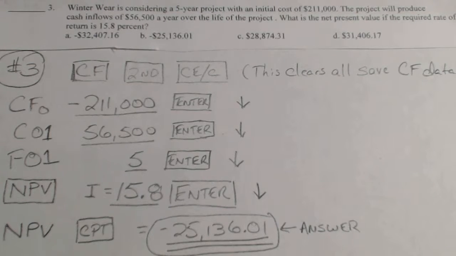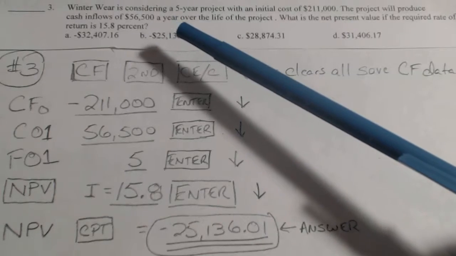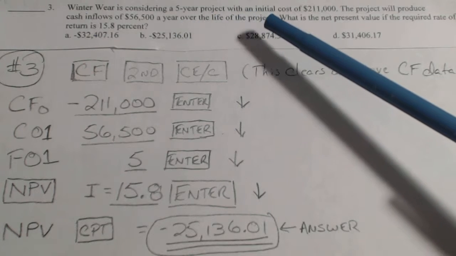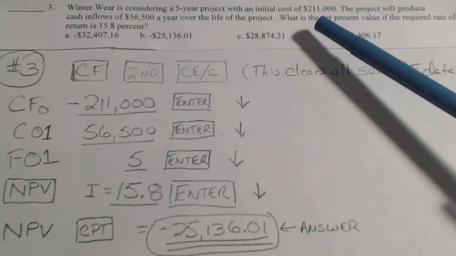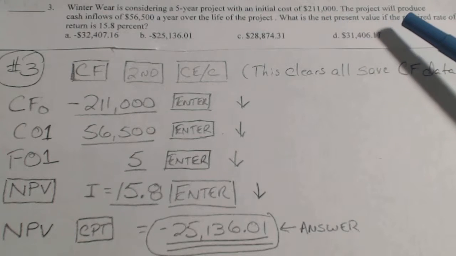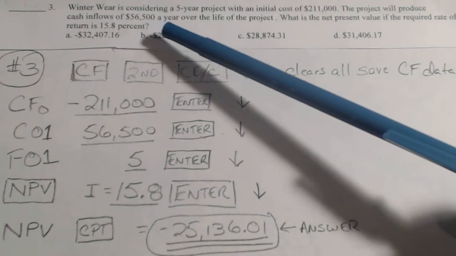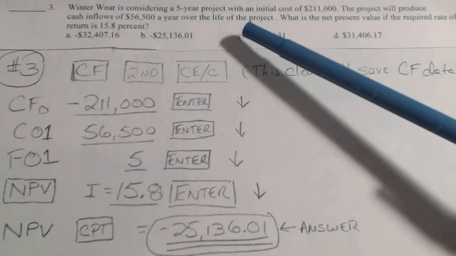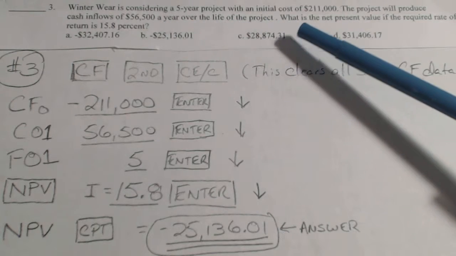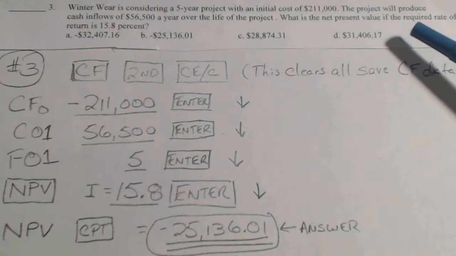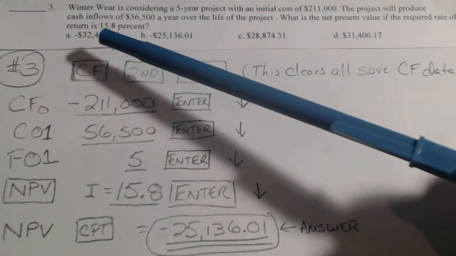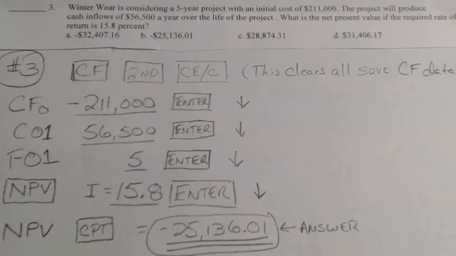Okay, this is Business 342, the practice final set number 1, problem number 3. Winterwear is considering a 5-year project with an initial cost of $211,000. The project will produce cash flows of $56,500 a year over the life of the project. What is the net present value if the required rate of return is 15.8%?